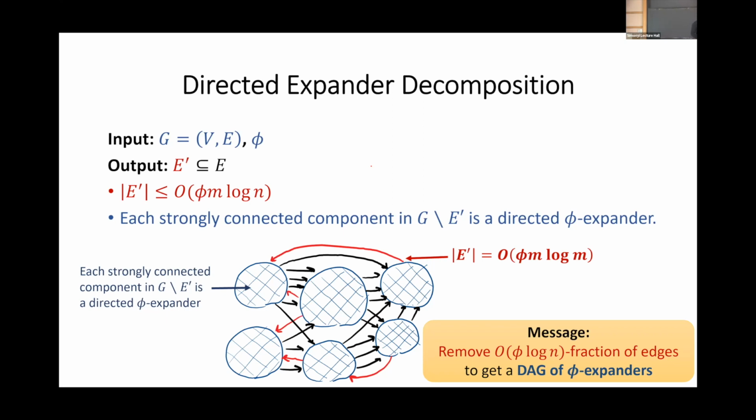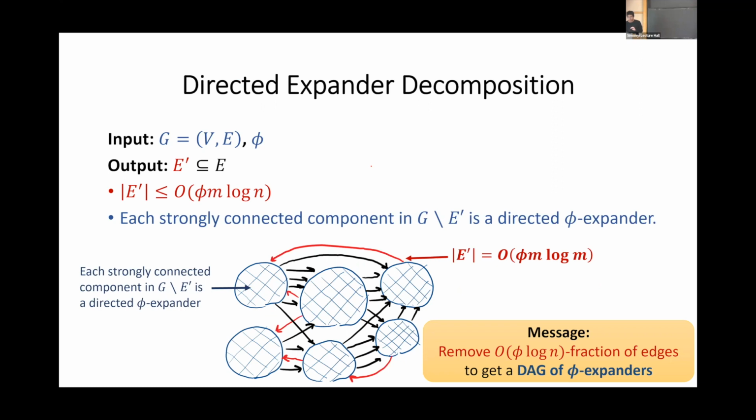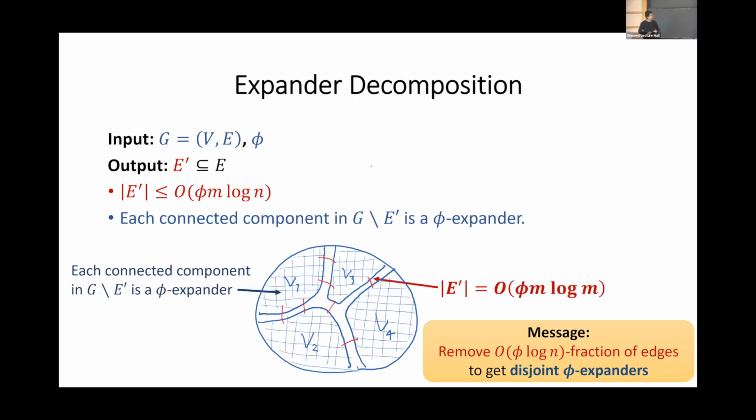Are there any applications? There are, yes. By the way, I just want to contrast with normal expander decomposition before going to applications. It's almost the same thing, except that you say, after removing a phi fraction of edges, you get disjoint phi expanders. In the directed case, you remove a phi fraction and you get a DAG of expanders.